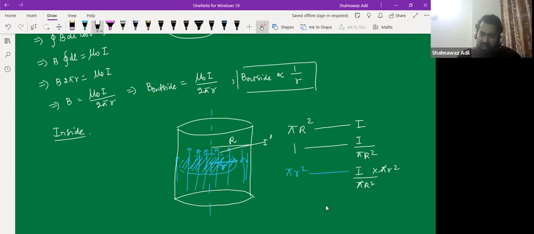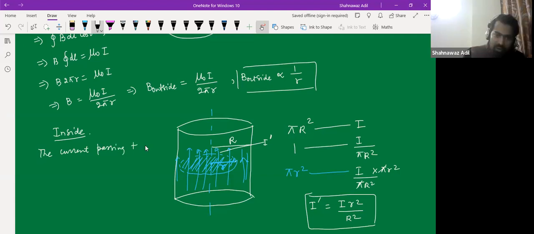So this part will cancel, and I dash, that would be how much? That would be I r square divided by r square. So this would be the current which would be passing through this Amperian loop. Let me write it.